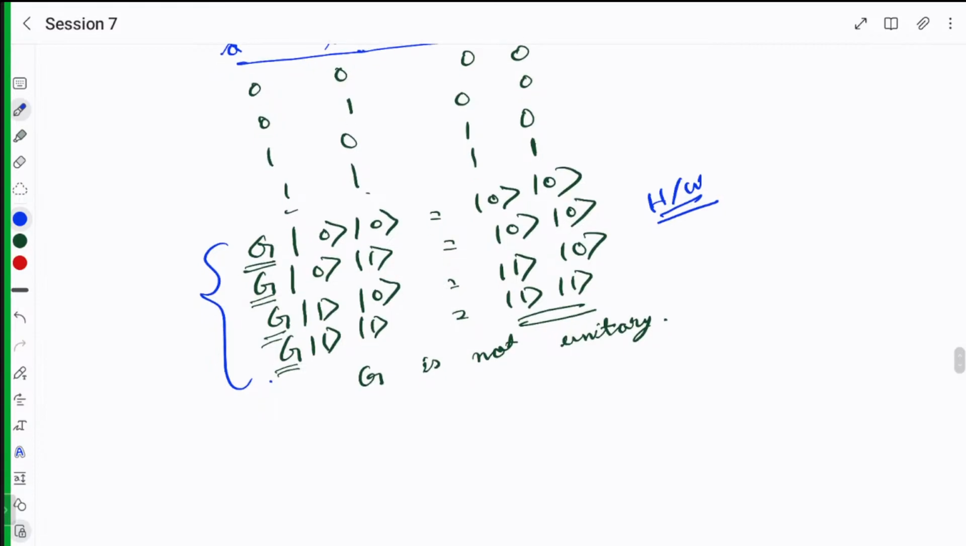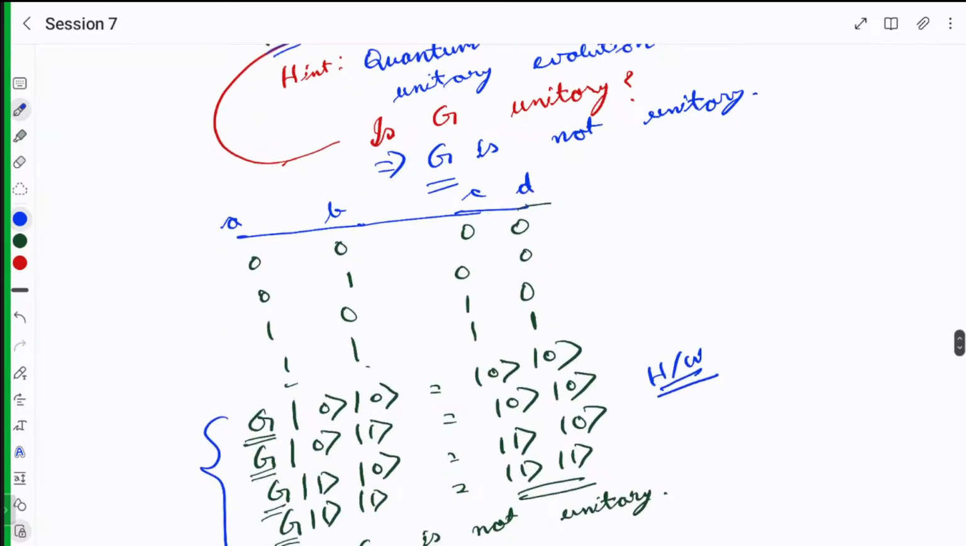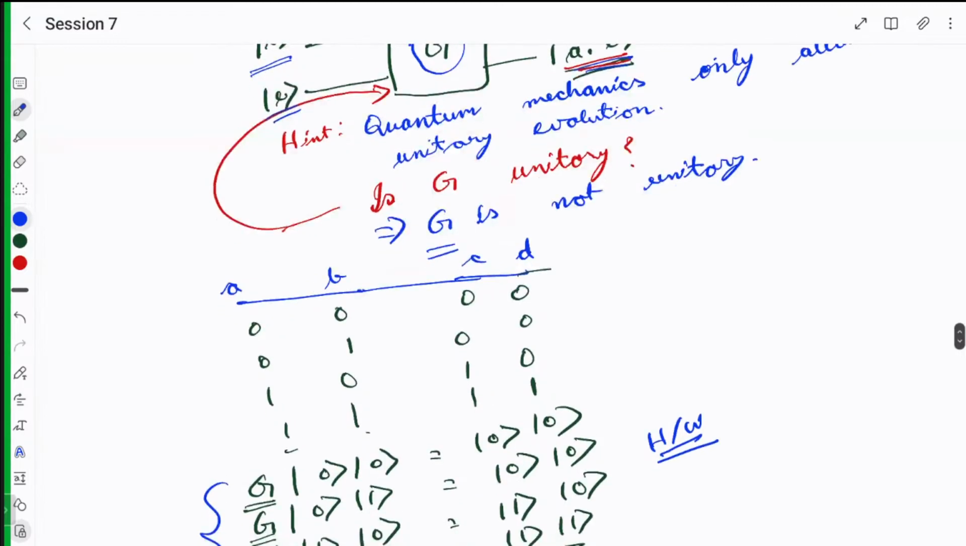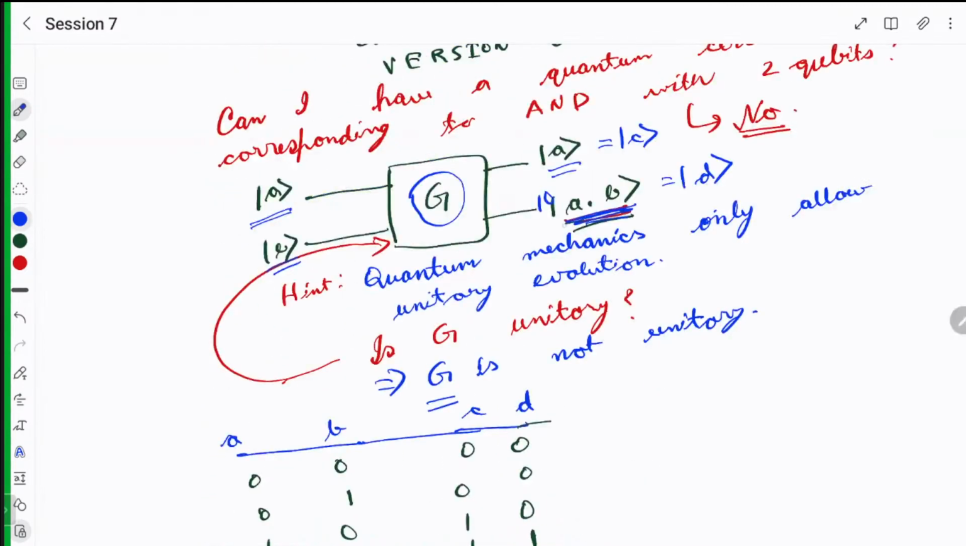Is this part clear? Why we cannot have a quantum gate with 2 inputs and 2 outputs which will give me an AND gate? Because it will not be unitary. So in a sense, what Anmol said is true: if the evolution is not unitary, then you would not get A and B, you would get some factor, say 10 times A into B. So basically, it will not be normalized. So in that sense, he is right. Is that what you are trying to say, Anmol?